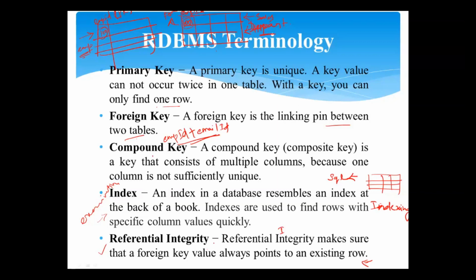Did you understand? Say two tables, like an employee table and a department table, related by a key. Here I'm talking about the primary key and a foreign key, right? So if I delete some information in one of the tables, the key should not be affected, because it is referring to other information in a different table, so that should not get affected. That's what referential integrity means. It makes sure that a foreign key value always points to an existing row.